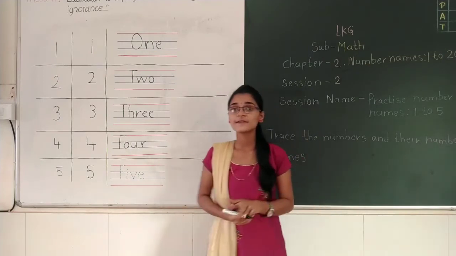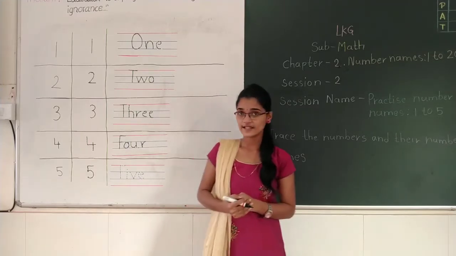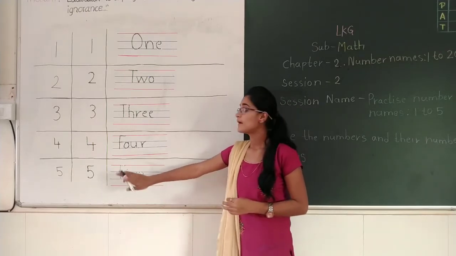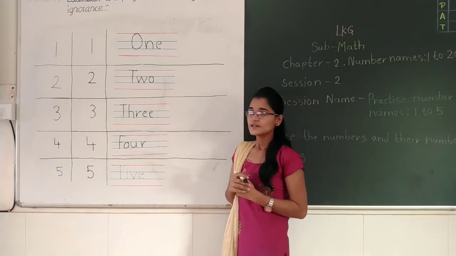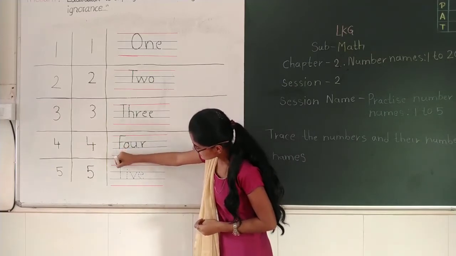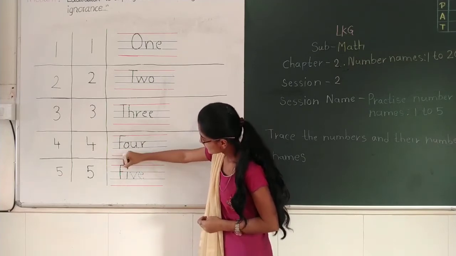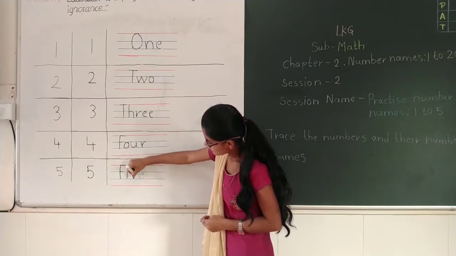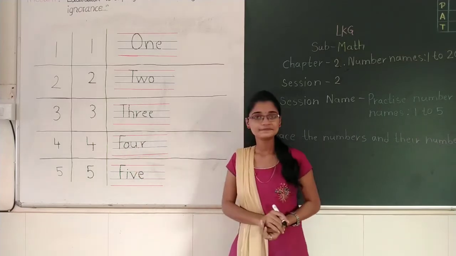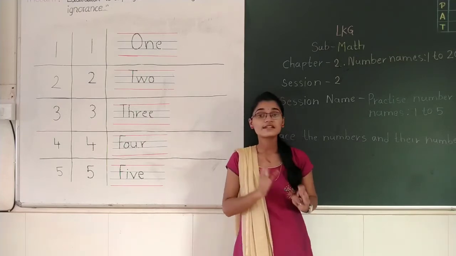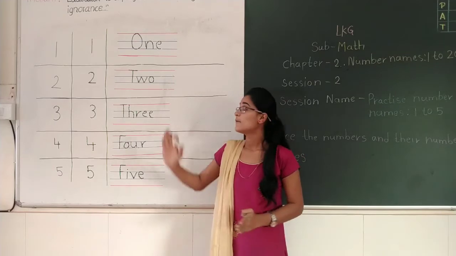Next is number 5. Tell me what is the spelling of 5? F-I-V-E, 5. Right? And this is the spelling of 5, but this is in dotted form. So you have to trace this spelling. Now I am going to trace the spelling of 5. F, I, V, E. So students, like this you have to trace the numbers and you have to trace the number names.